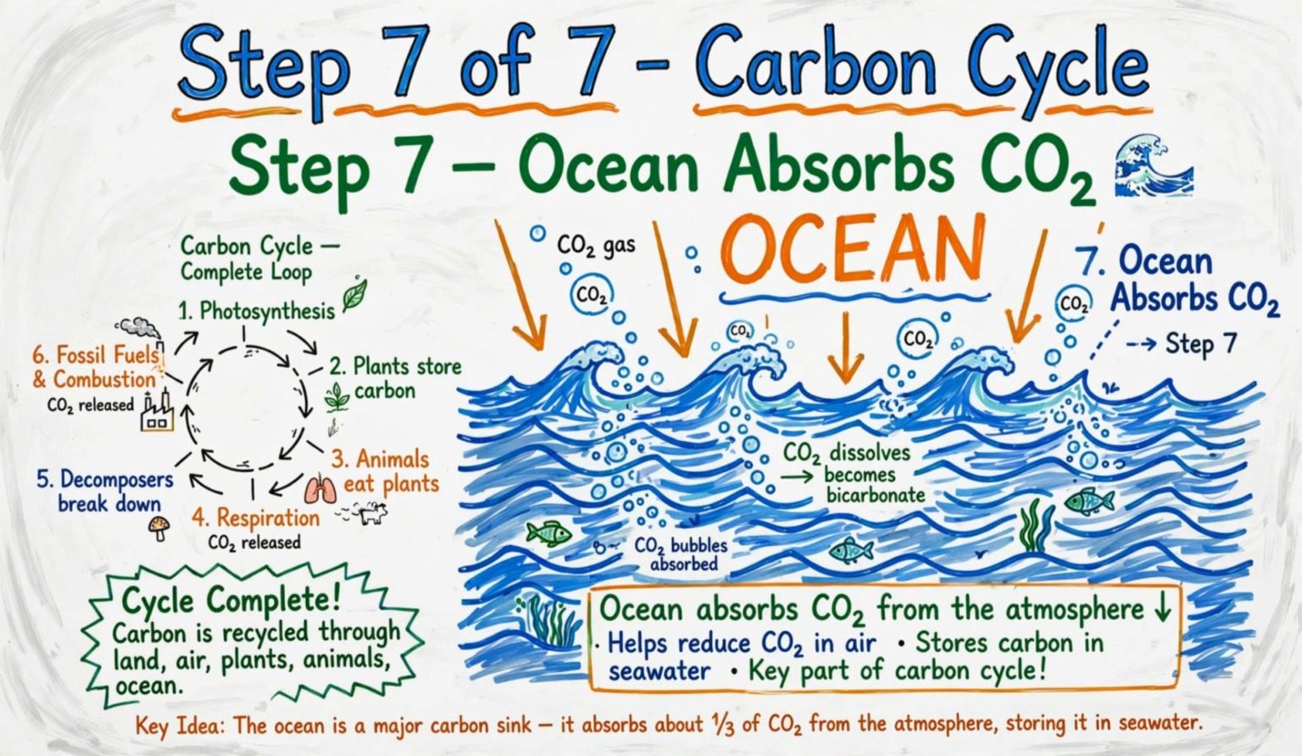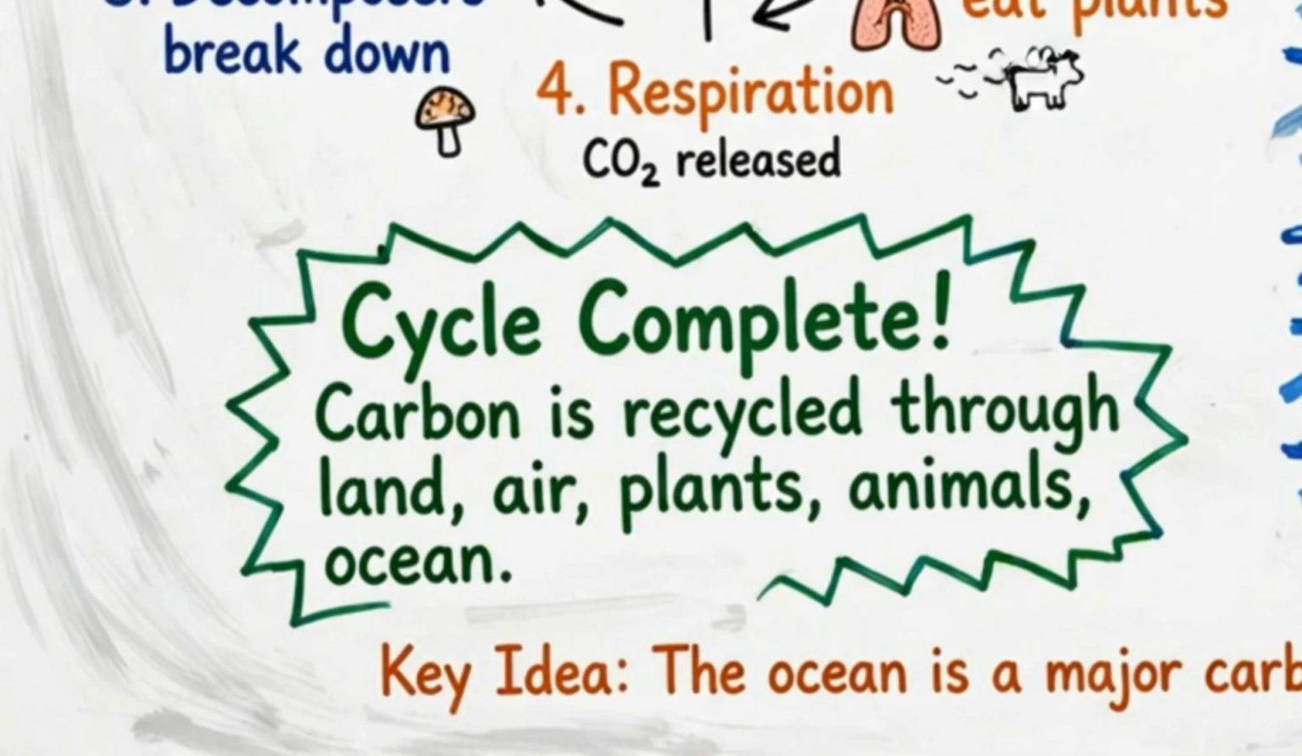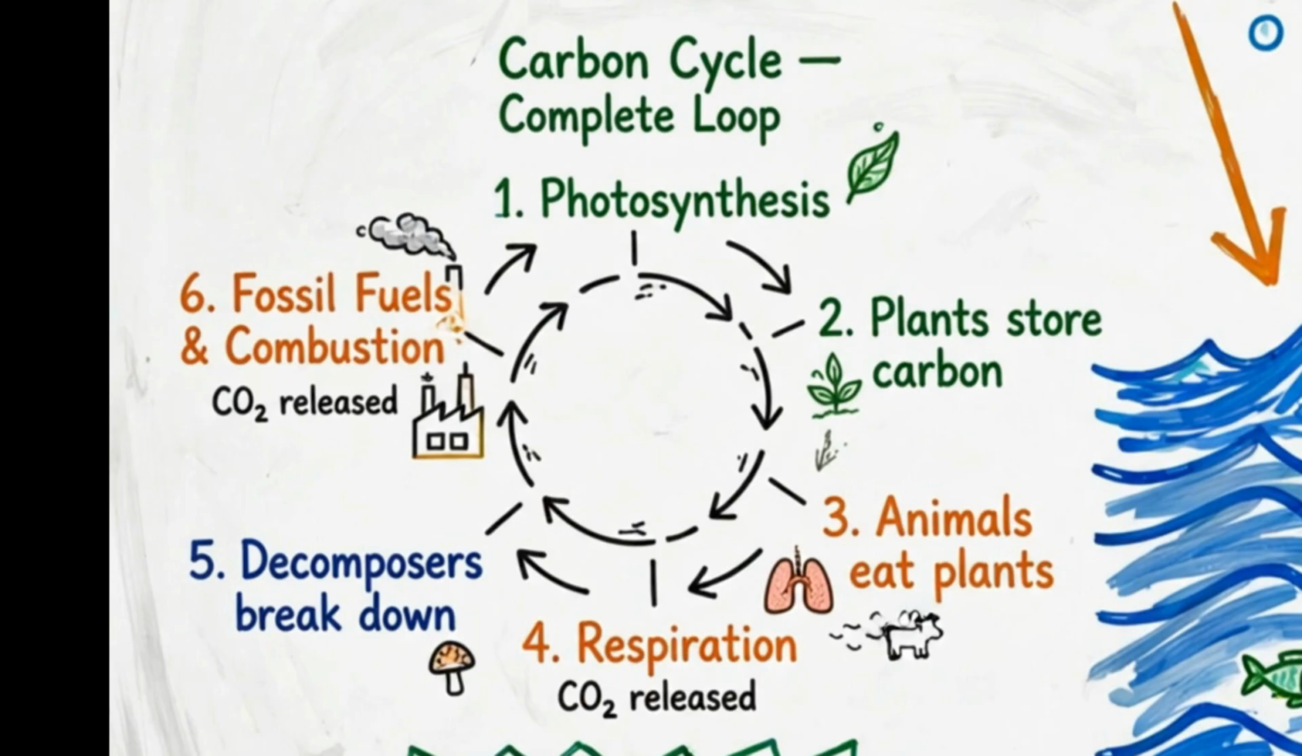Finally, our oceans act as a massive carbon sink. They dissolve and store about 1/3 of the atmospheric CO2 in seawater, playing a vital role in balancing our climate. And just like that, the cycle continues. From the air, to plants, to animals, back to the air, and into the ocean, carbon is constantly on the move. Thanks for watching, and stay curious.